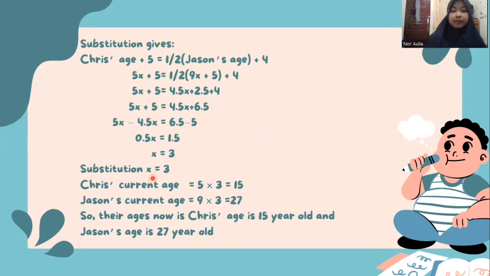Substituting x equals 3: Chris' age is 5 times 3 equals 15. And Jason's age is 9 times 3 equals 27. So their ages now are: Chris is 15 years old and Jason is 27 years old.